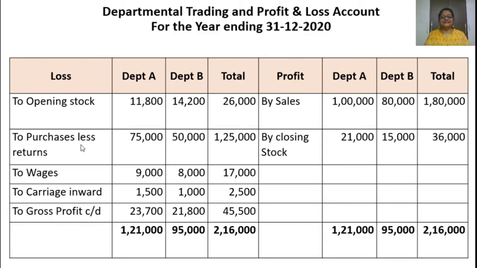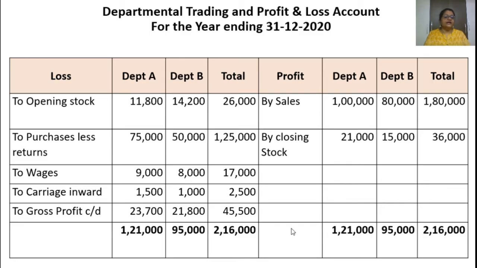Then purchases less returns, you have to take the net. So it was 75,900 minus 900, so net is 75,000, and 50,000. Wages are given directly in the problem, 9,000 and 8,000. Carriage inward is apportioned on the basis of purchase ratio, that is 1,500 and 1,000, total 2,500. Sales are given individually for each department, total 1,80,000. Closing stock was 21,000 and 15,000, total 36,000.